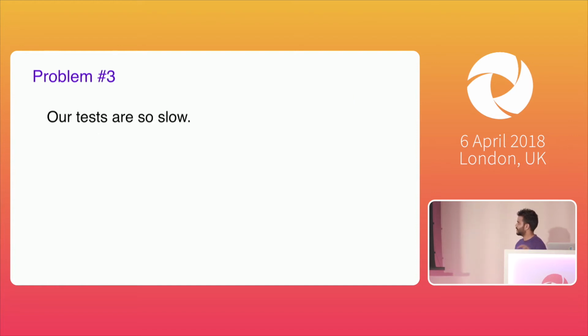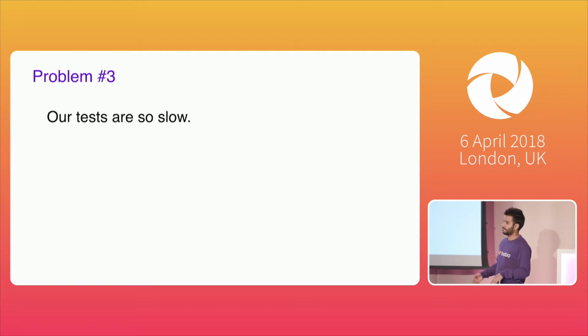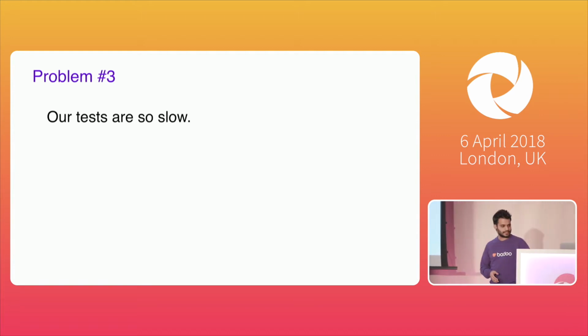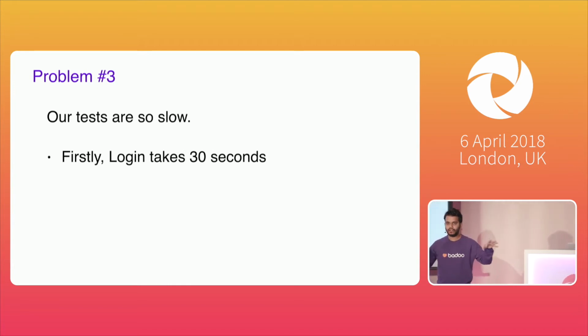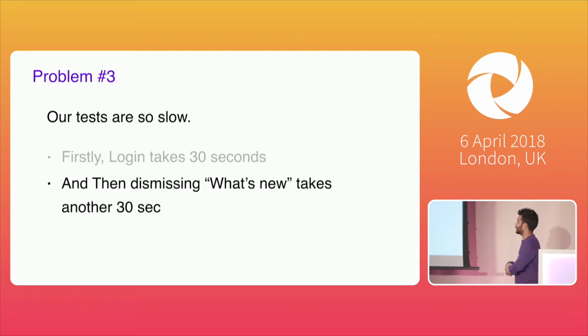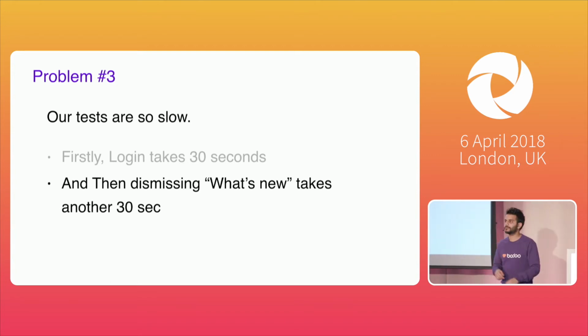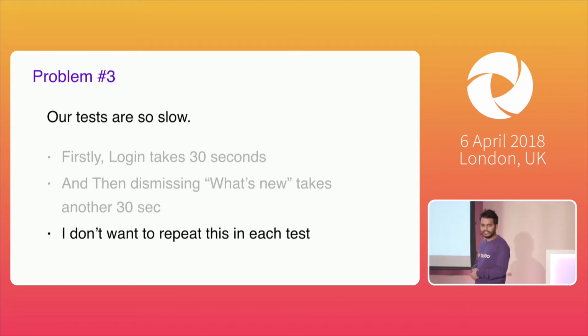And last, but a very big problem, is that our tests are very slow. So at Badoo, we have lots of tests, almost 1,200 tests. And for each test, we need to log in, like enter username, password, click on the button, which takes 30 seconds, right? And there is another 30 seconds wasted in dismissing the what's new. You tap next, next, next to dismiss these onboarding screens, which basically wastes 1 minute of your test run time. And I don't want to repeat this again and again in each test.